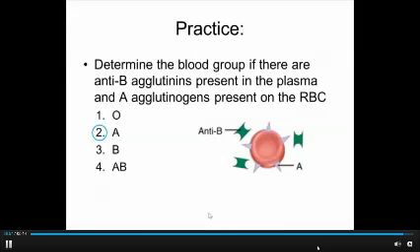The difficulty here is predominantly in terminology. Agglutinogens are antigens, agglutinins are antibodies, and all of the words start with A. So if you get your terminology straight, you should be just fine determining blood groups.